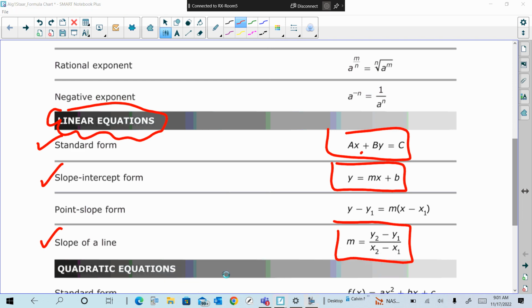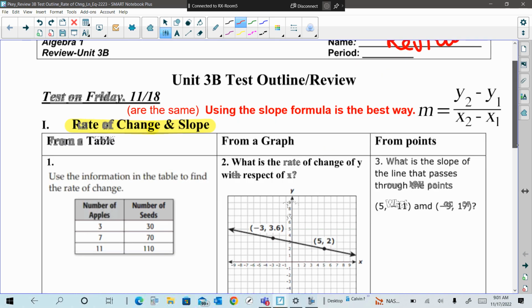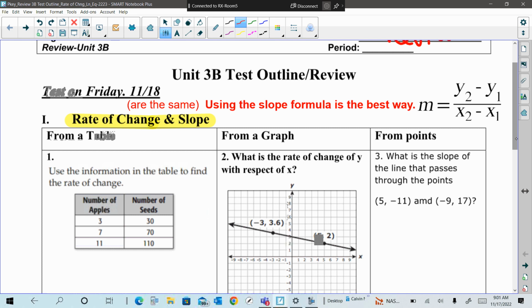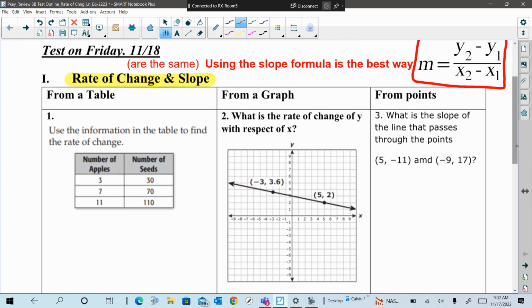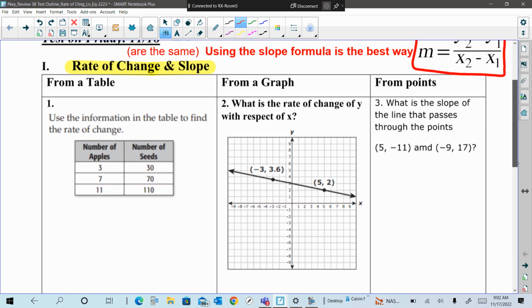Now, first thing, we have to recognize that the rate of change and slope mean the same thing. To get the most accurate answer for a linear equation, use the formula y2 minus y1 over x2 minus x1. That is the best way. You are going to have to find slope or rate of change from a table, from a graph, and from points.